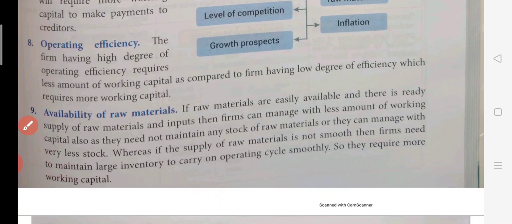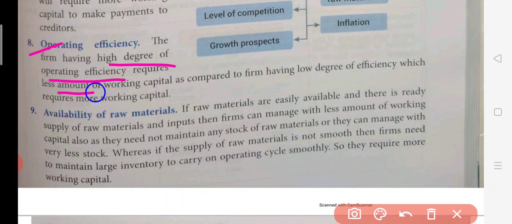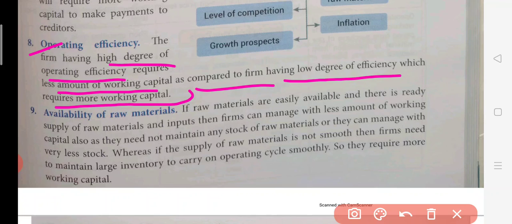Now, operating efficiency. If the firm has a high degree of operating efficiency, it requires less amount of working capital as compared to a firm having a low degree of efficiency, which requires more working capital. If the operations of the company, meaning production, are going on at a very good speed or pace, then quickly, see what is operating efficiency: when your goods are being manufactured and sold in the market and quickly the money comes to you, this entire thing is the operating cycle. And if the money is coming to you very quickly in a short span of time, then you'll require less working capital.